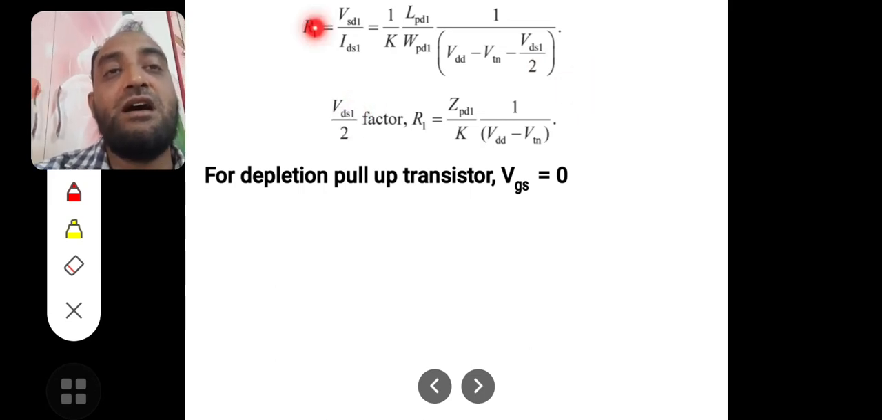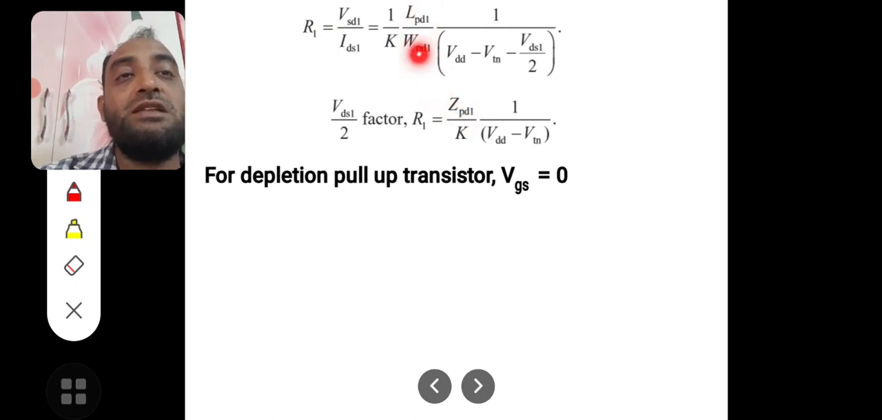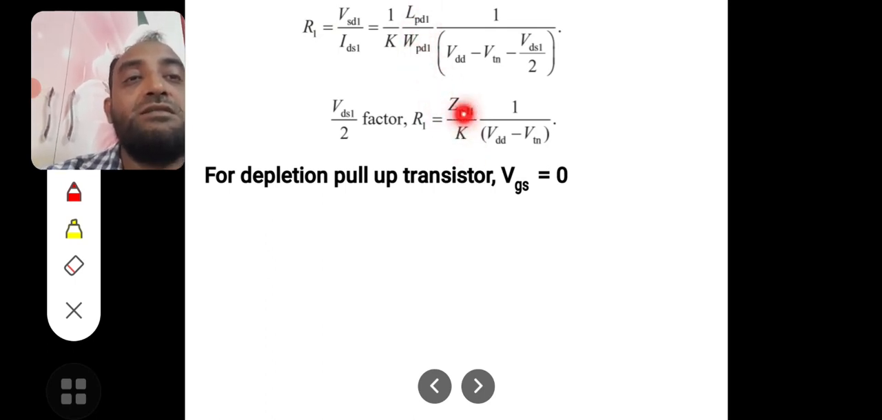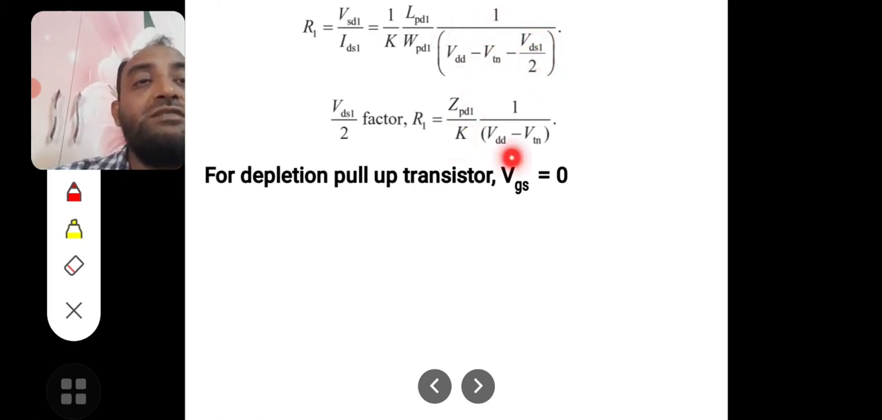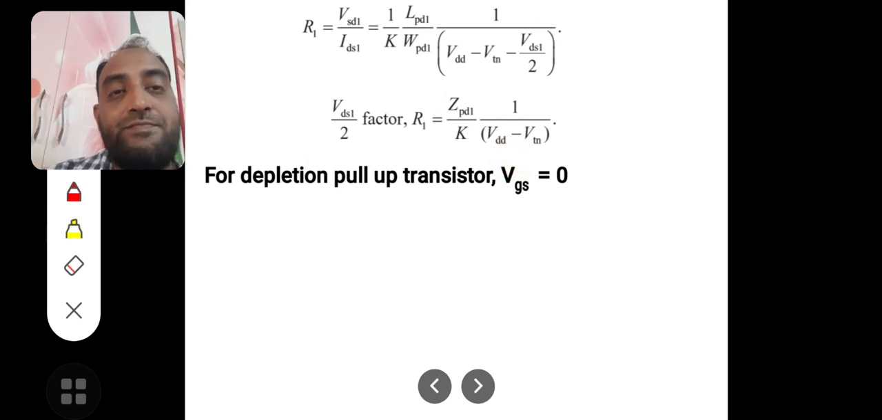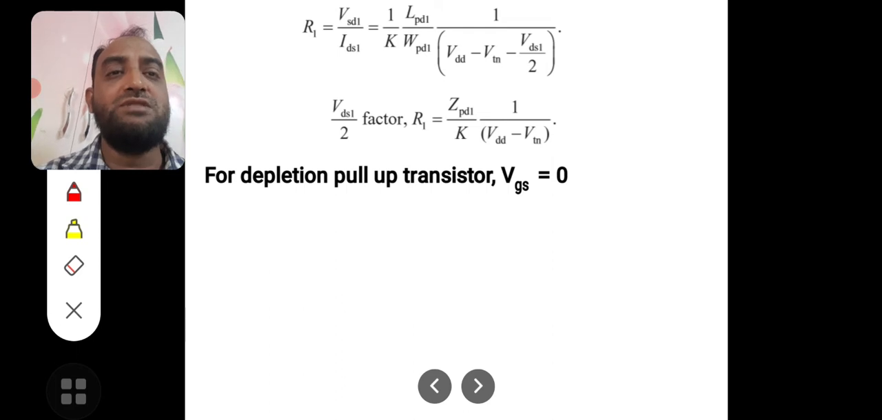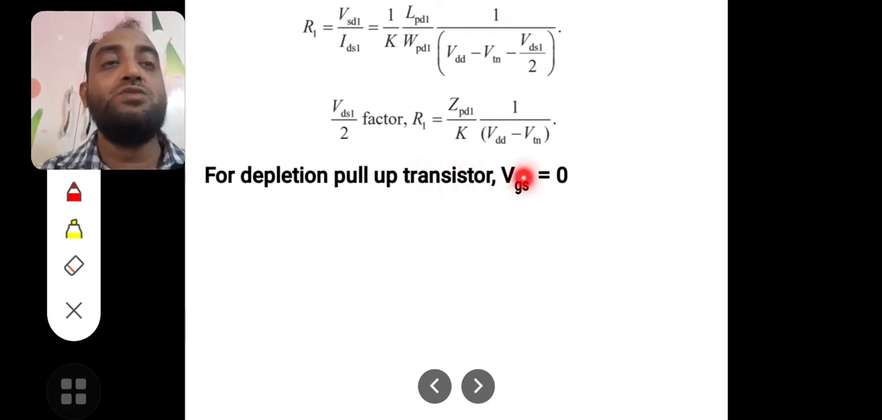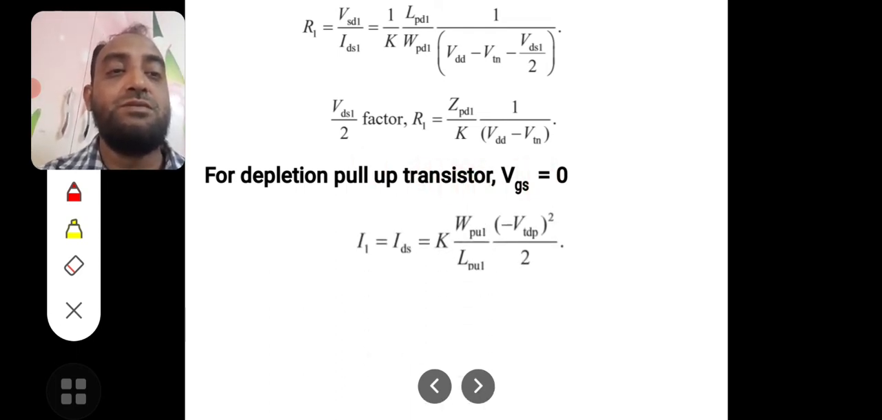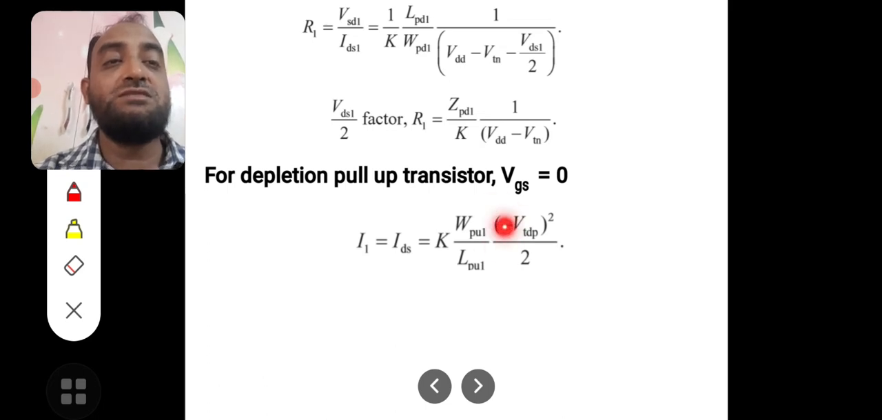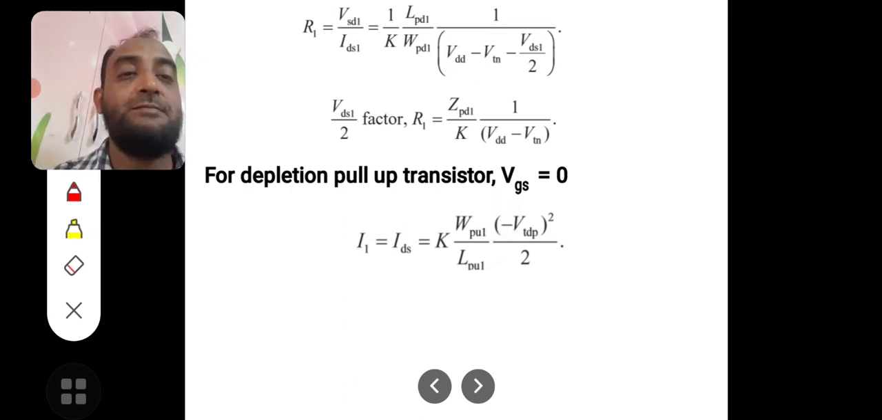If you neglect that, R1 becomes L by W is Z, 1 by K is Z by K, 1 minus, this is neglected, VDD minus VTN is left. This is for the pull down device. Now the pull up device, whose VGS is 0. As VGS is 0, the term before this, VGS will be here, that term is 0.